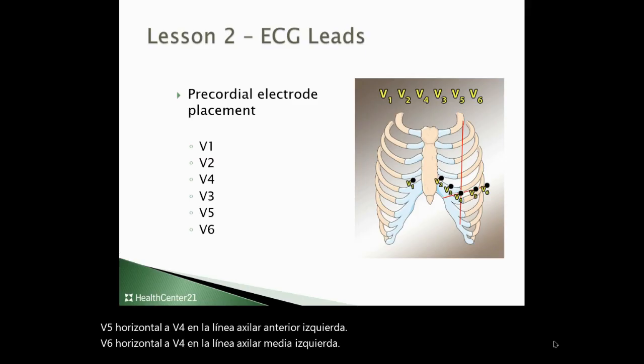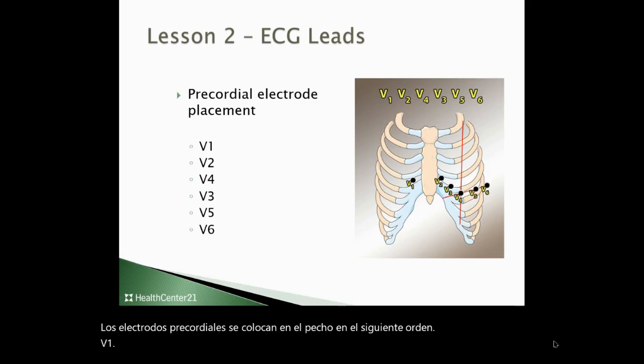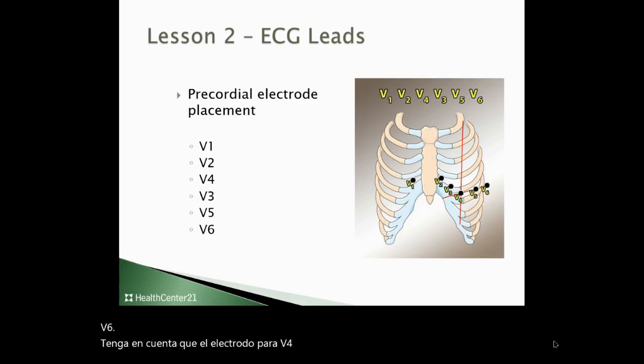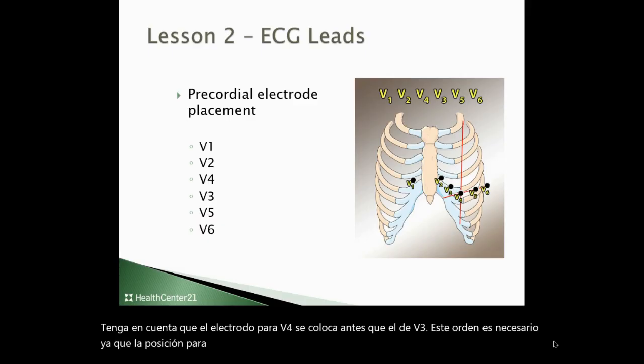Order for placing precordial electrodes. The precordial electrodes are placed on the chest in the following order: V1, V2, V4, V3, V5, V6. Note that the electrode for V4 is placed before the one for V3. This order is required since the position for V3 is found midway between V2 and V4.